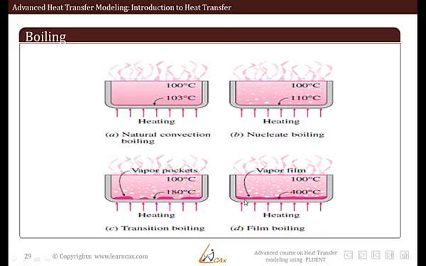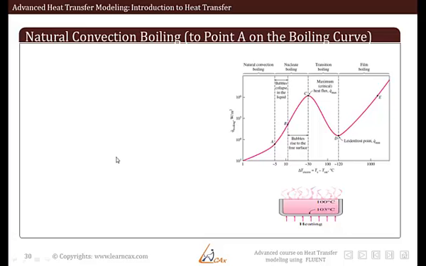And then we have a complete surface which is covered by a vapor film, and this is called vapor film or film boiling, and we have a T excess very high, about 400 degrees centigrade here. So let us study each of these stages in detail.